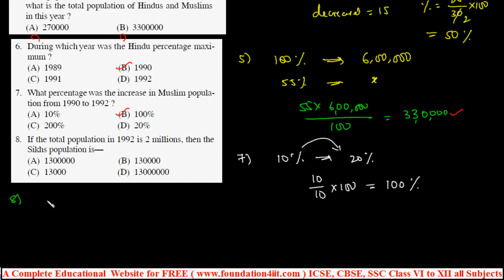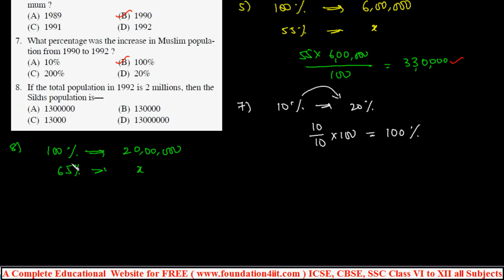And this last one, if the total population in 1992 is 2 millions, then Sikh population. Yes, it's simple. That means out of 100% population in that particular year is 2 million. 1 million is 10 lakhs, 2 million is 20 lakhs. Okay, because the answer is not in million. And then Sikh population in 1992 is 65%. You can see on the table. For 65 is how much?